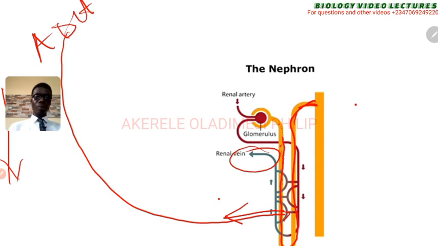The reason is because this thing is going to the bladder, and if you just urinate out everything that was filtered from the blood, you can end up becoming dehydrated and end up dying.